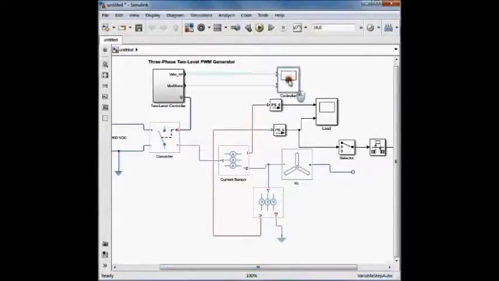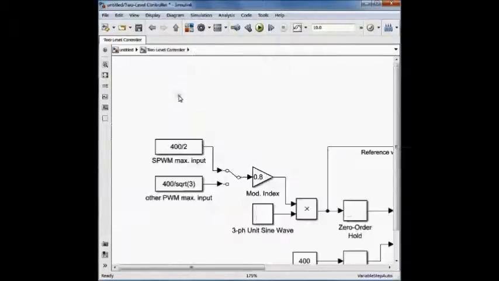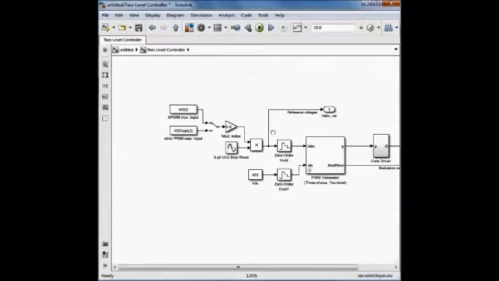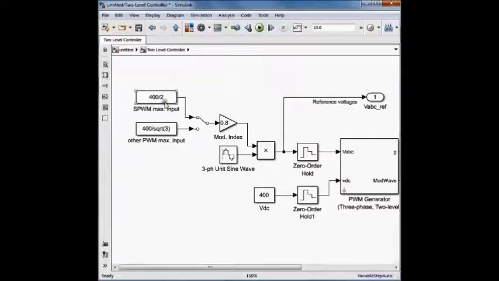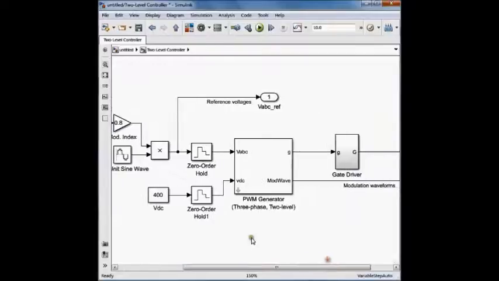Now we are connecting a scope here to see the reference produced inside the 2-level controller, and we are going to see what is inside this 2-level controller. This is already modeled, and here we are giving two references. You can choose either one by clicking the switch, and this is a simple gain, and this is the reference sine wave. It is getting multiplied by this multiplication block, and here our reference VDC 400 volt is coming.